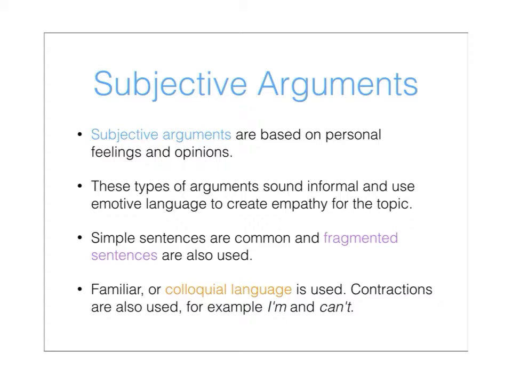Subjective arguments. Subjective arguments are based on personal feelings and opinions. These types of arguments sound informal and use emotive language to create empathy for the topic. Simple sentences are common and fragmented sentences are also used. Familiar or colloquial language is used. Contractions are also used. For example, I'm and can't.